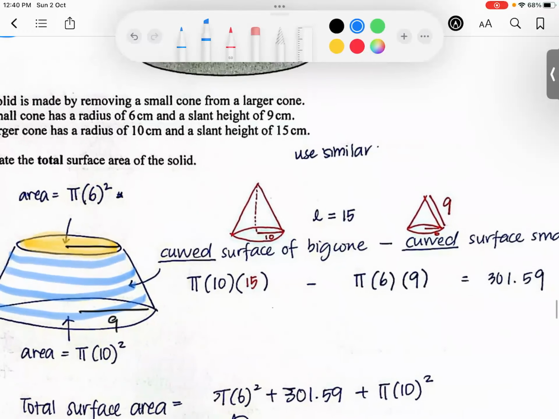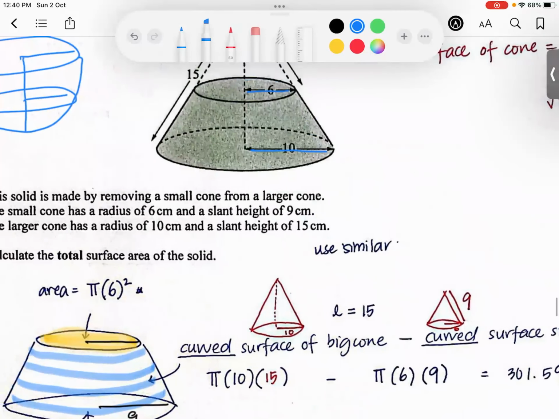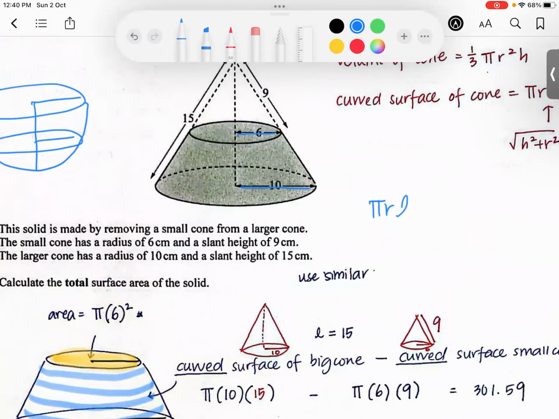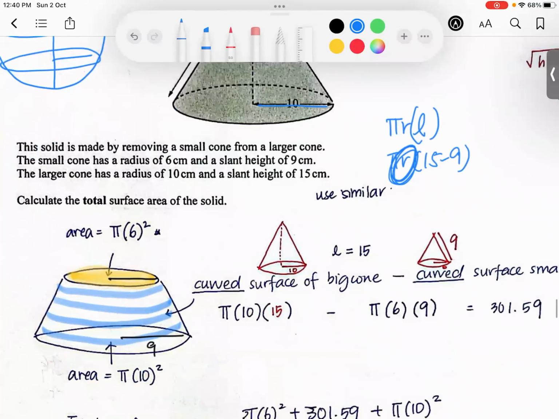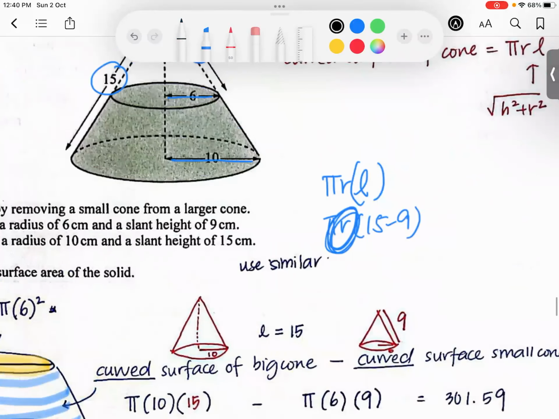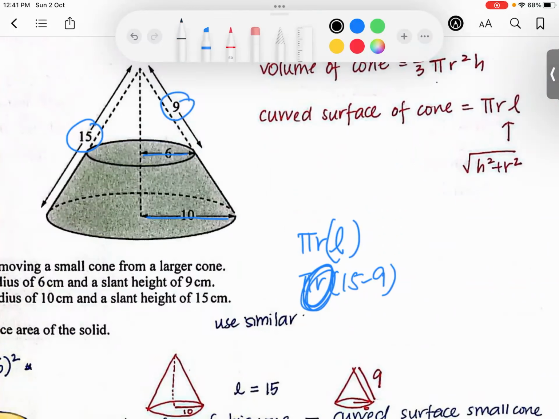Then some students will take it to be pi r l. Then they say this l is 15 minus 9. Okay, 15 minus 9. This is not correct. Do not do that, because my radius over here, one of them is 6. The other radius is 10. If I have to do this 15 minus 9, then what is the radius I'm going to use? Is it 6 or is it 10? So in this case, this formula does not work this way.